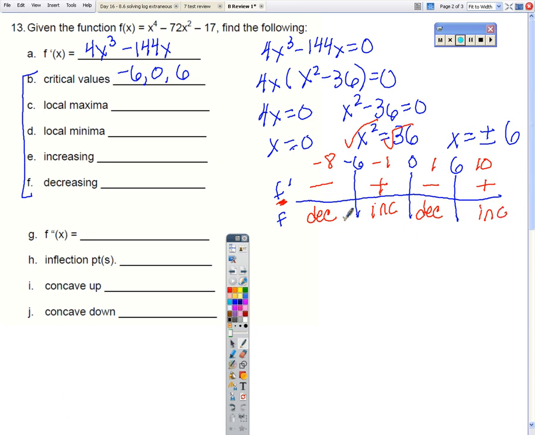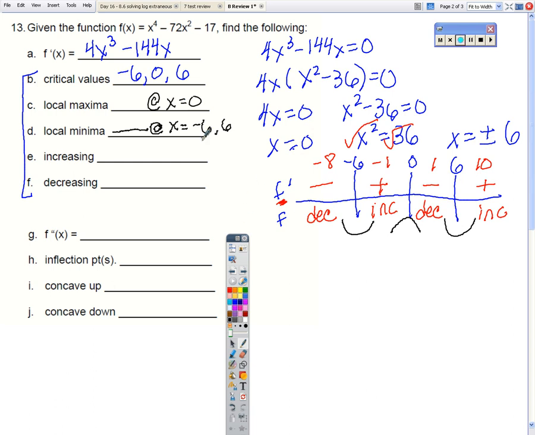So when we go from decreasing to increasing, it makes these patterns, so I know at negative 6 is a minimum. So there's some y value minimum at x equals negative 6 and positive 6. And there's a maximum value at x equals 0.